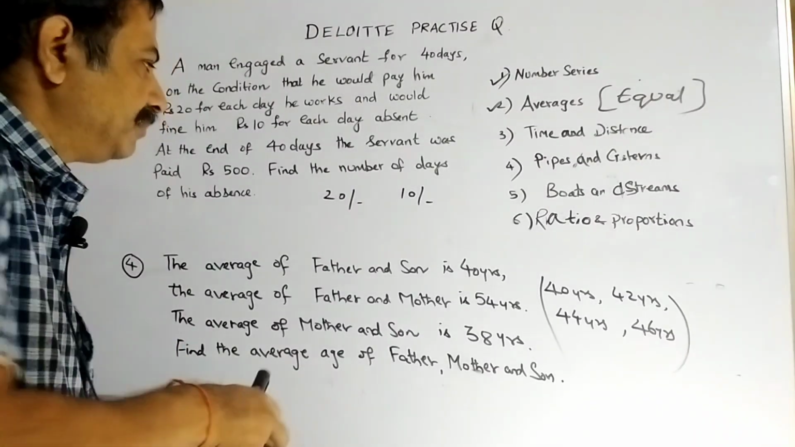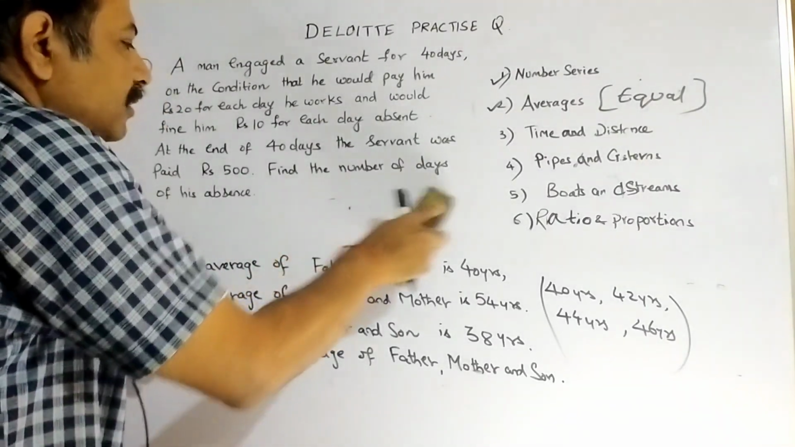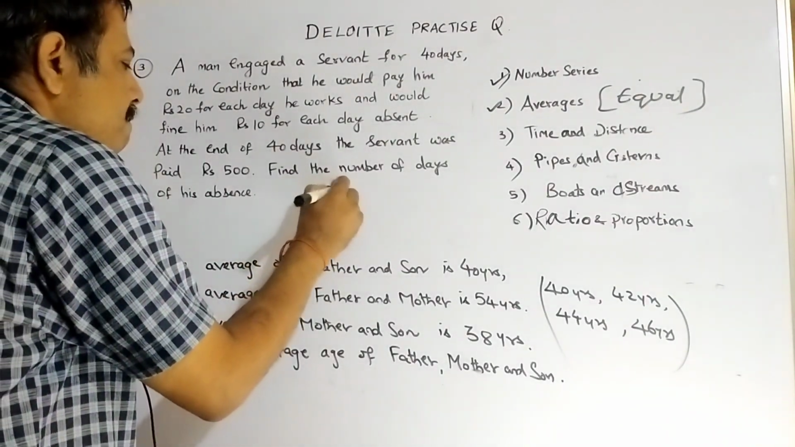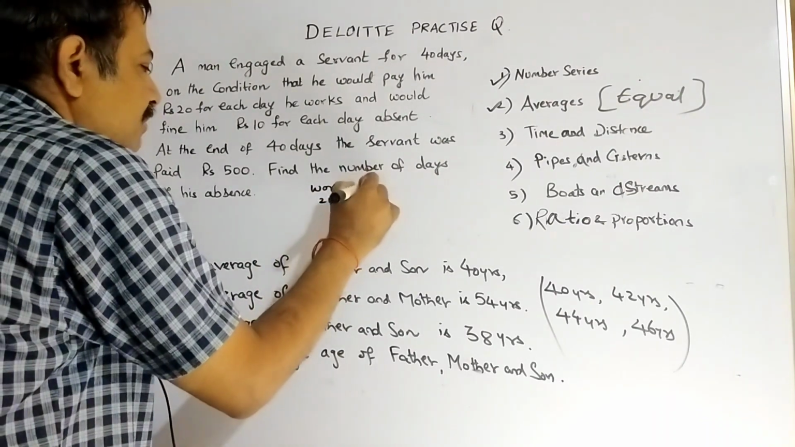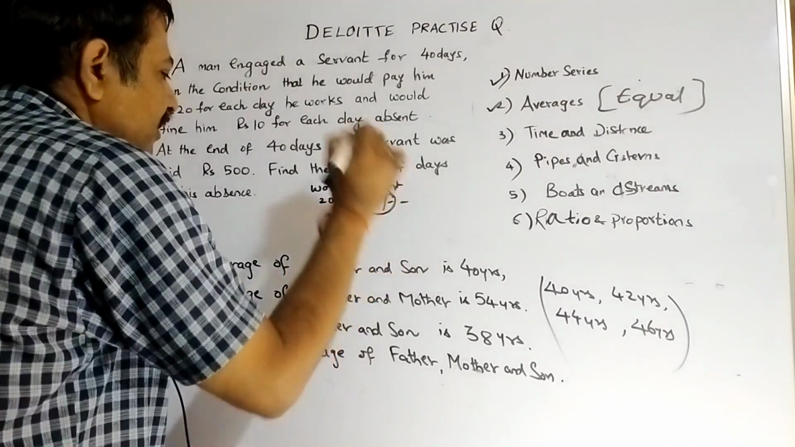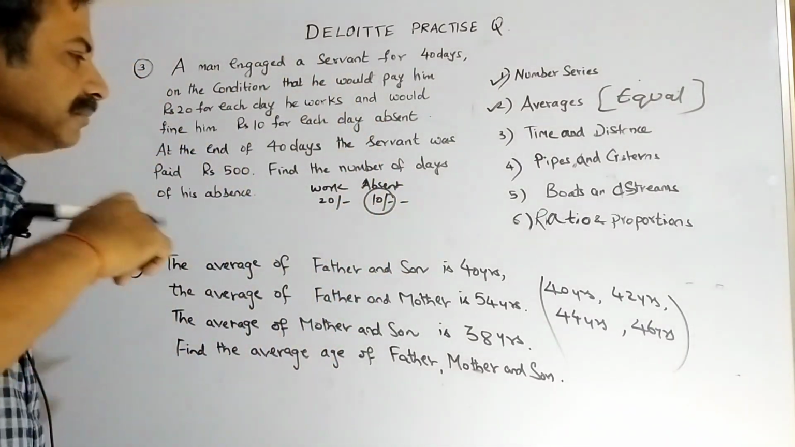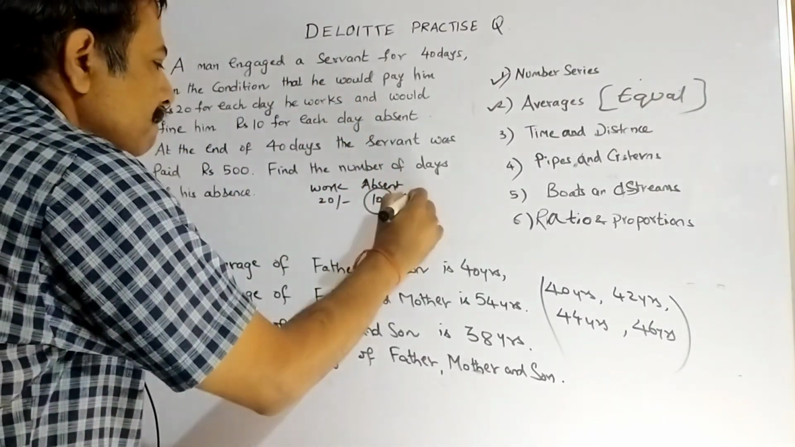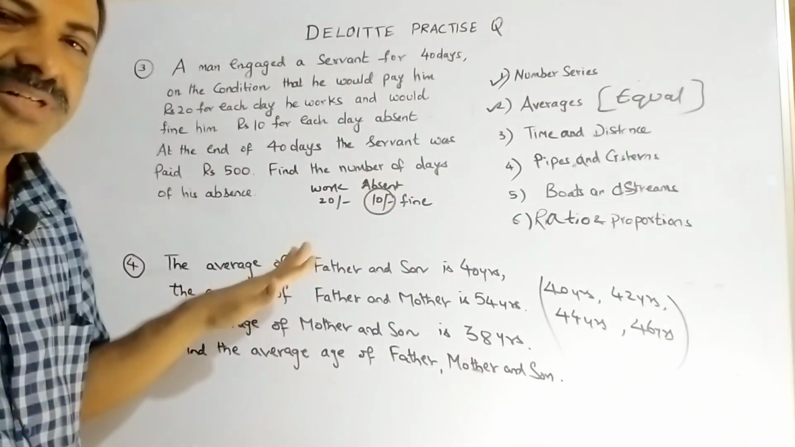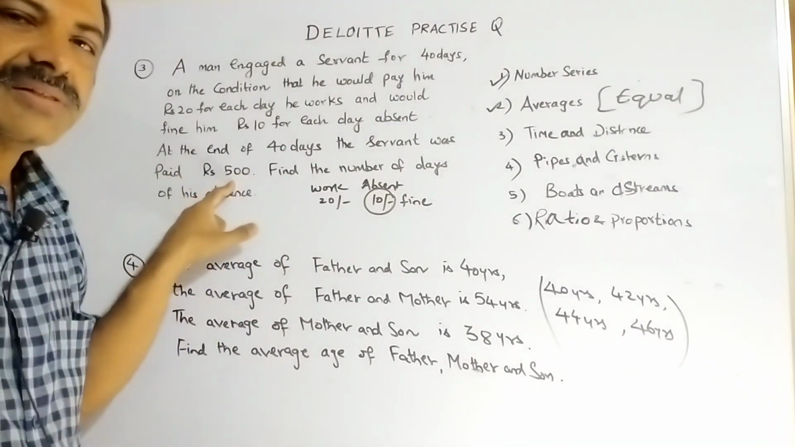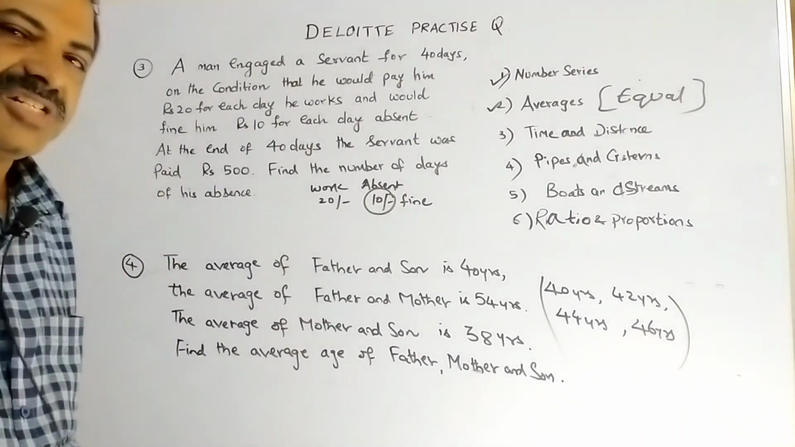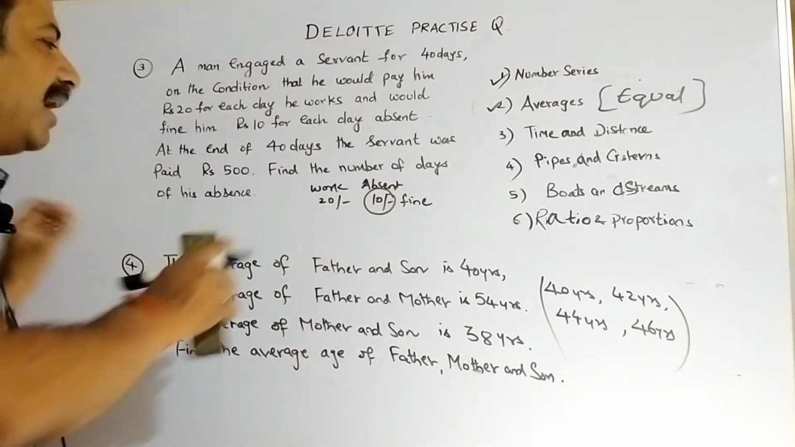Hope it's very clear. I will rewrite the same thing, dear friends. So if you work, 20 rupees; if you are absent, 10 rupees minus. So how to solve this kind of question? At the end of 40 days completed, the servant got 500 rupees. Find the number of days he was absent.